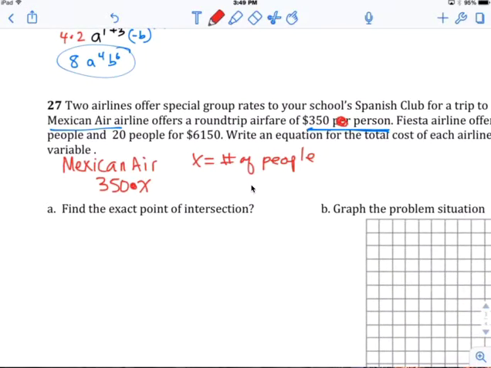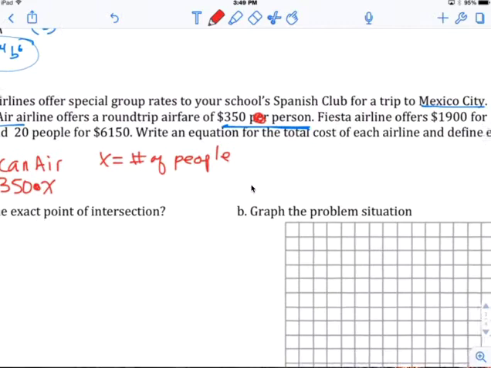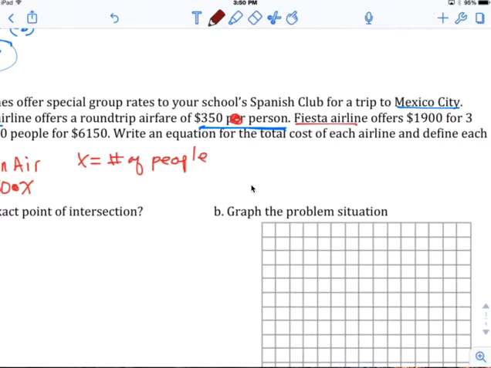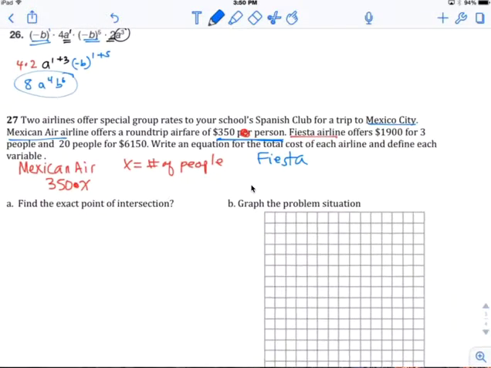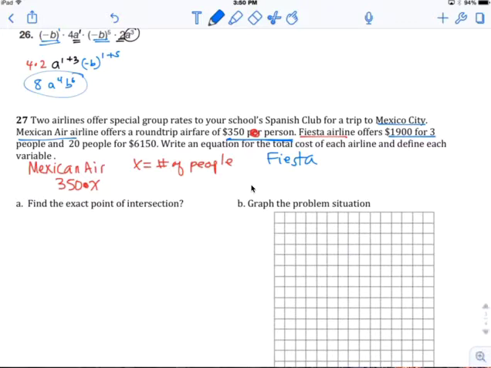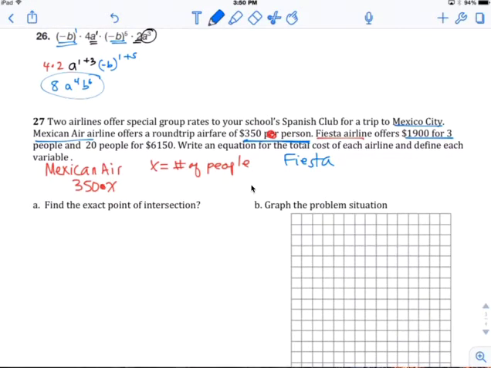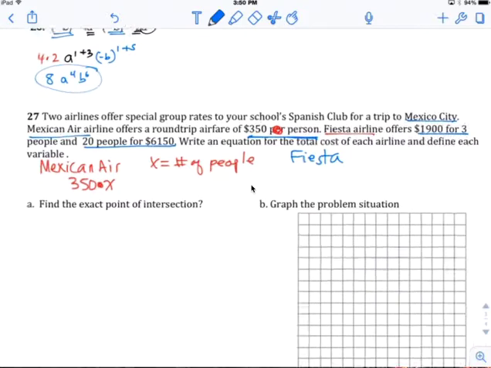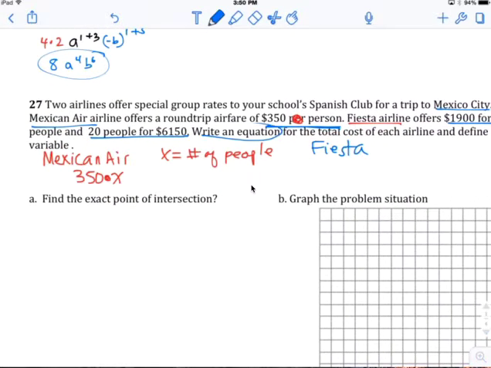Okay, and then Fiesta Airline, Fiesta. Let's do that in blue. Fiesta offers $390 for 3 people, and this one for, oh my gosh, I need a lot of room for this. Write an equation for total cost. Oh, then write an equation for total cost. Y is total cost.